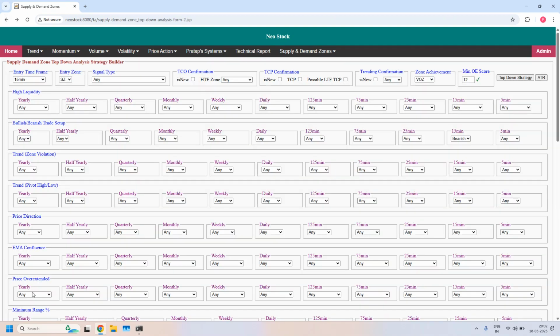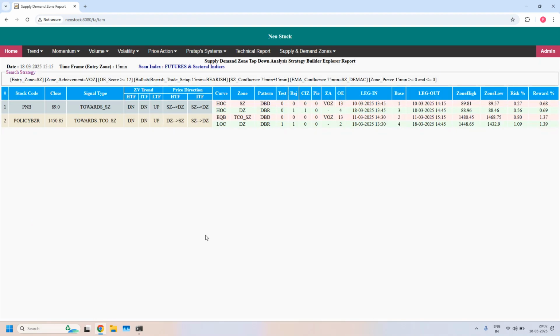Let's verify. In the EMA confluence at 75 minutes time frame, I'm setting the filter 75-minute supply zone having daily EMA confluence. Anyway, trend is a downtrend. Let's filter. We got 2 stocks. So these two 15-minute supply zones might be having more high probability to get success, because these two 15-minute supply zones are overlapped with a 75-minute supply zone, and that 75-minute supply zone is having daily EMA confluence.